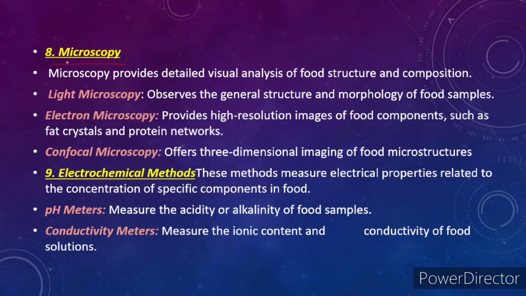Microscopy. We know well about the microscopes. Microscopy provides detailed visual analysis of the food structure and its composition. Light microscopy observes the general structure and morphology of the food samples. Electron microscopy gives high resolution images of food components such as fat crystals and the protein network. Confocal microscopy offers three-dimensional imaging of food microstructures.